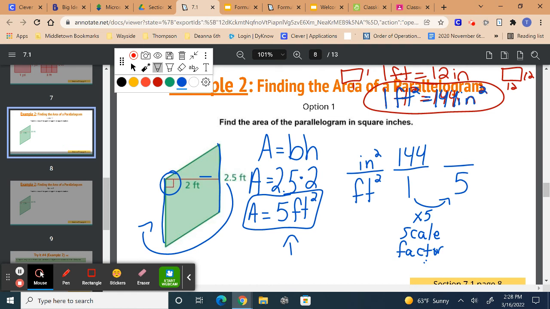Okay. So if I'm timesing my scale factor, I'm using it, and I'm timesing it by 5. What am I doing up here? Timesing it by 5. So what's 144 times 5? 720. So this is what we're looking for. 5 feet squared is equivalent to 720 inches squared. And isn't that what we're looking for? So we're going to say area equals not 5 feet squared, but we're going to say area equals what?